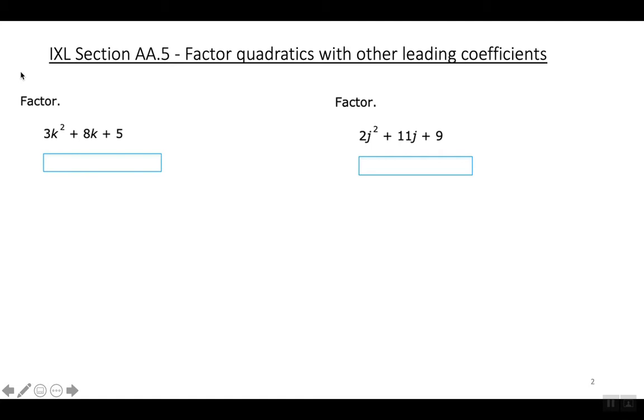Because at first it may seem confusing, but I promise you, if you watch the video and do the IXL, you're going to become awesome at doing this. And you're going to realize that there is a technique to do these and it's not that difficult at all.